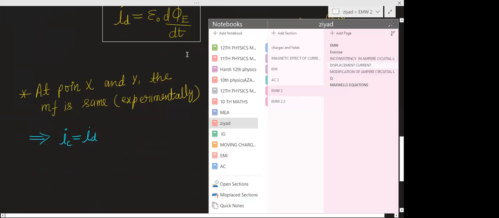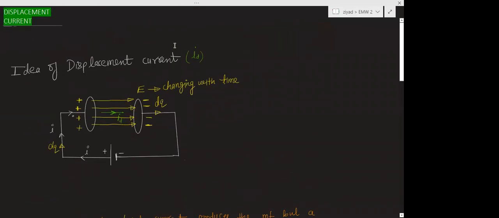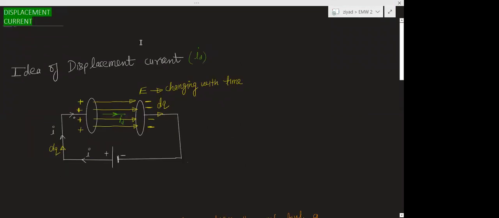Now you can take the screenshots. Earlier you have done this, no? You have noted the inconsistency in Ampere's circuital law. In the last class I told you. So that's how the idea of displacement current was given by Maxwell.